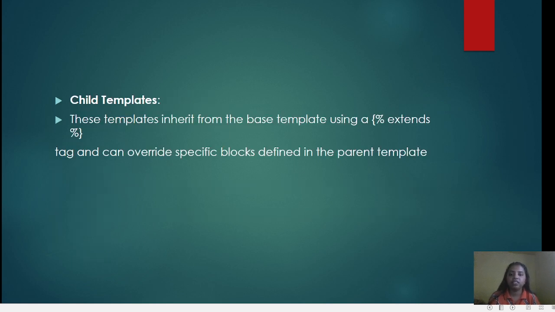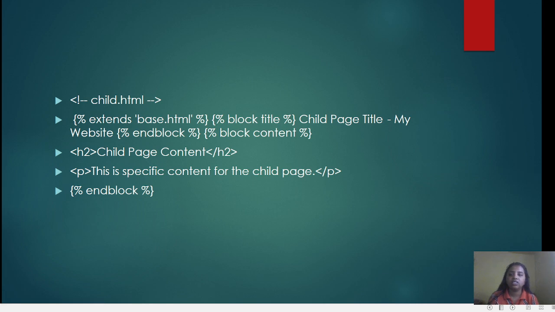Child templates. These templates inherit from the base template using an extends tag and can override specific blocks defined in the parent template. The use of the child template is the extension of the parent template by using the same parent template. We use the tag extends, child HTML extends base template, block same, and we need to use the block title and end the block.